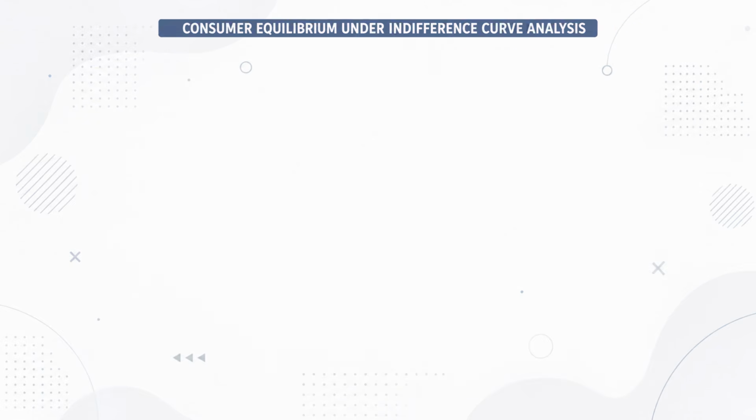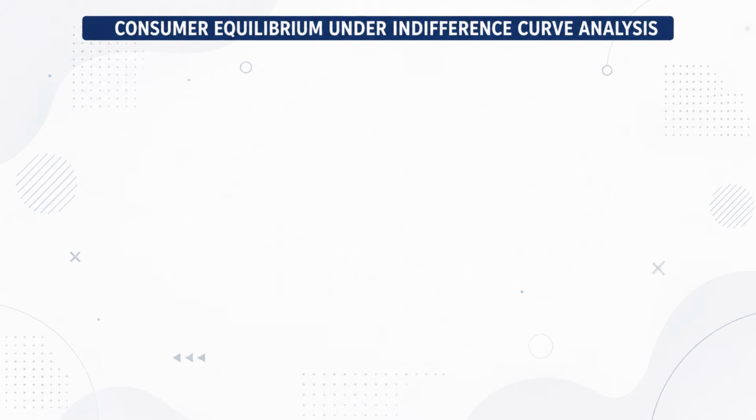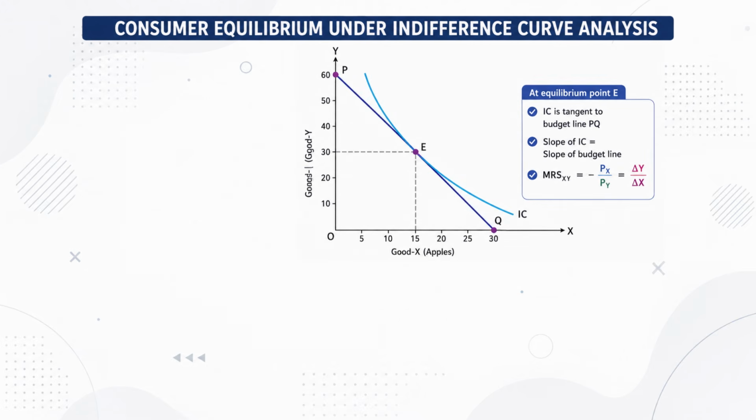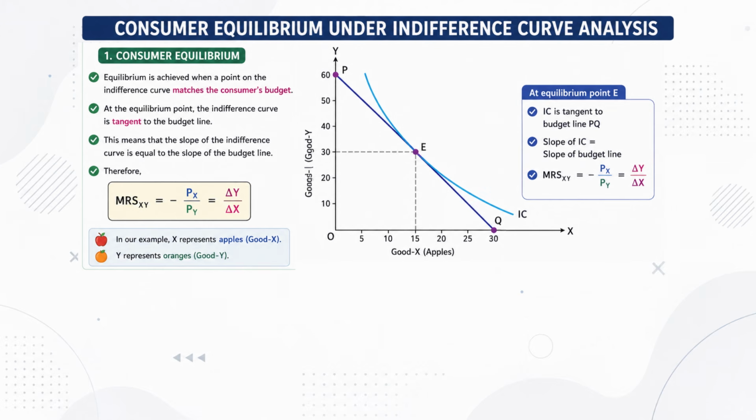Let us now look at consumer equilibrium under indifference curve analysis. Equilibrium is achieved when a point on the indifference curve matches the consumer's budget. At the equilibrium point, the indifference curve is tangent to the budget line. This means that the slope of the indifference curve is equal to the slope of the budget line. Therefore, MRSxy is equal to minus Px divided by Py, which is equal to delta Y divided by delta X. In our example, X represents apples and Y represents oranges.